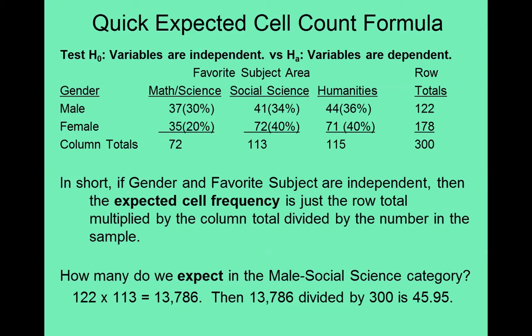So in short, if gender and favorite subject area are independent, then the expected cell frequency is just going to be your row total multiplied by the column total and then divided by the number in the sample. So how many do we expect in the male social science category? We could get that as just 122 for the row total for males times 113, so that's the column total for social science, equals 13,786, and then divide that by 300, the sample size, and that would give me 45.95.